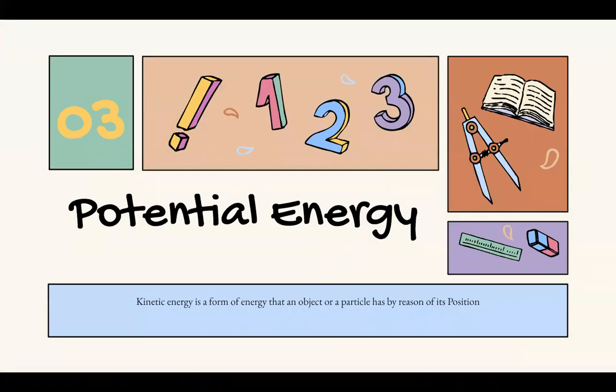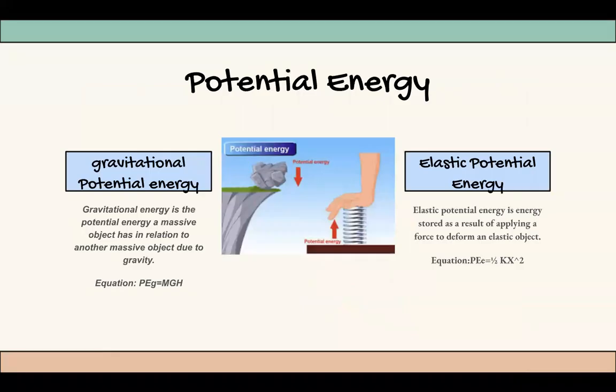Now let's talk about potential energy. Potential energy is energy due to the object's position or energy that is stored in an object. Two types of potential energy are gravitational potential energy and elastic potential energy. Gravitational potential energy is energy due to an object's gravity, and the elastic potential energy is stored energy in an elastic object after applying force to it.